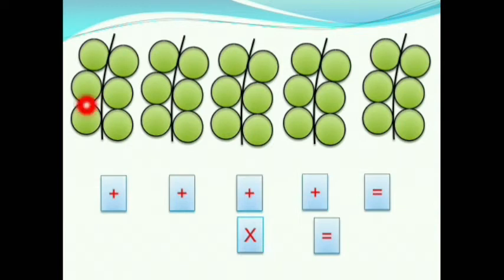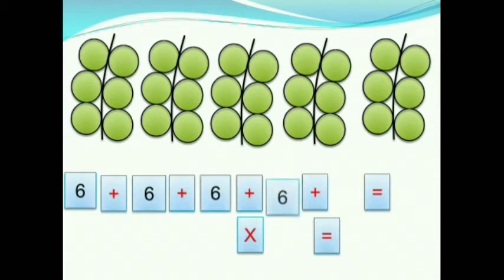Children, see these pictures. What are these? Yes, these are grapes. How many grapes are there? 1, 2, 3, 4, 5, 6. 6 grapes are there in each group. How many groups are there? 1, 2, 3, 4, 5. 5 groups are there. So we will write 6 plus 6 plus 6 plus 6 plus 6.